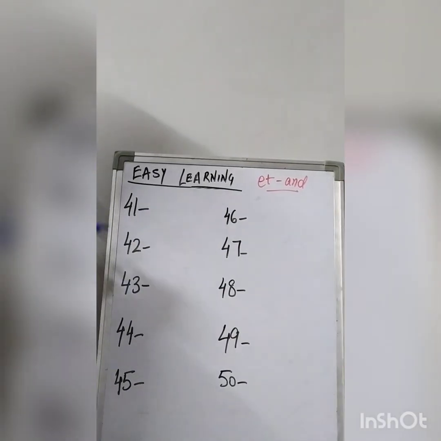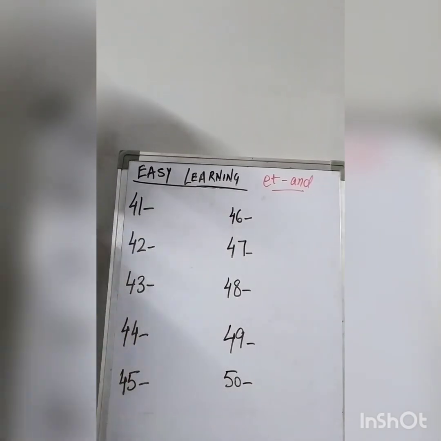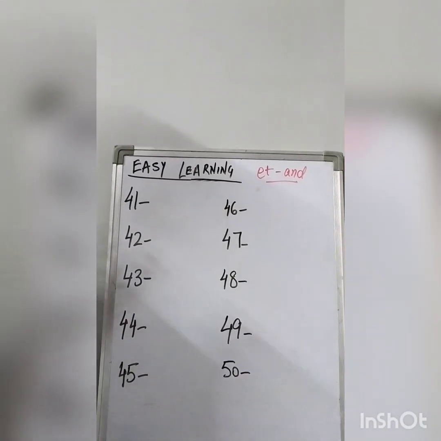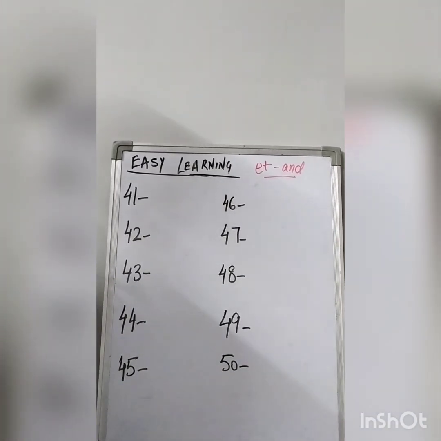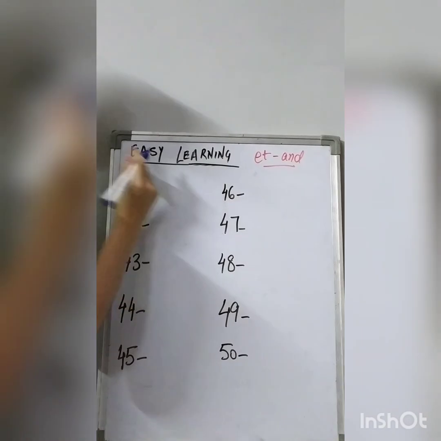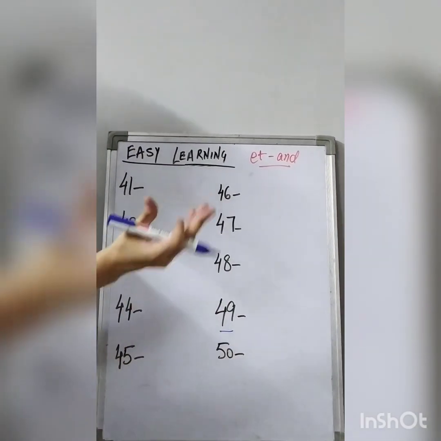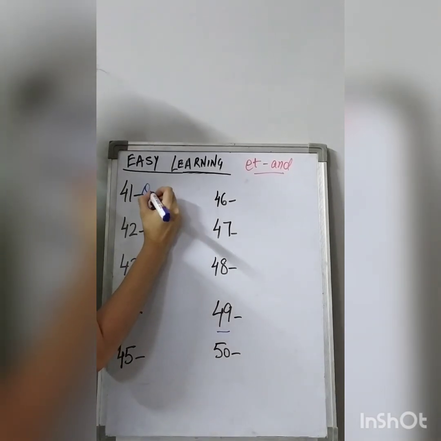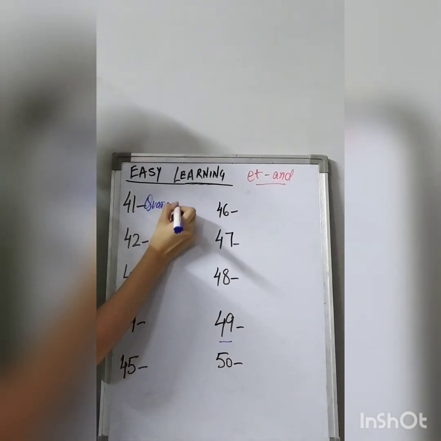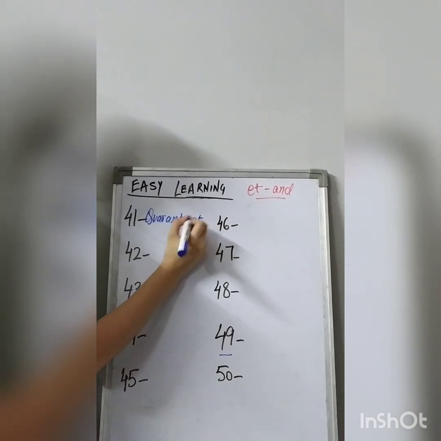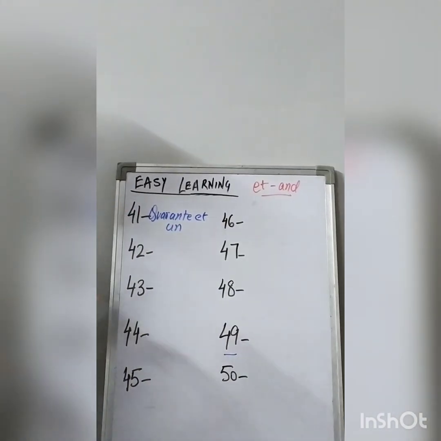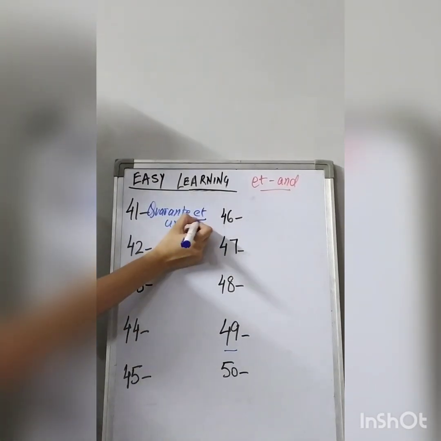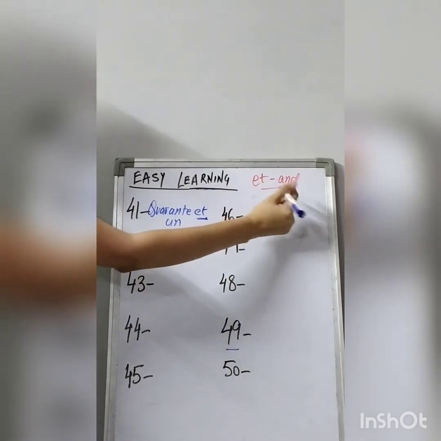Now we have the series from 41 to 50. Now the same way that we had done earlier, we'll also do this time. So 41 is, all of them till 49 will start from quarante, which is 40. So quarante et un. As I told you, the first number of the series has ET in it, which means and.